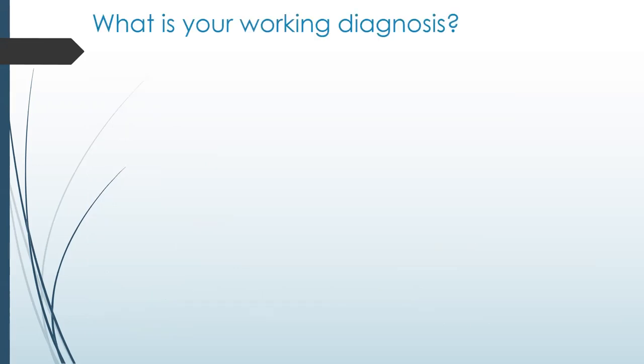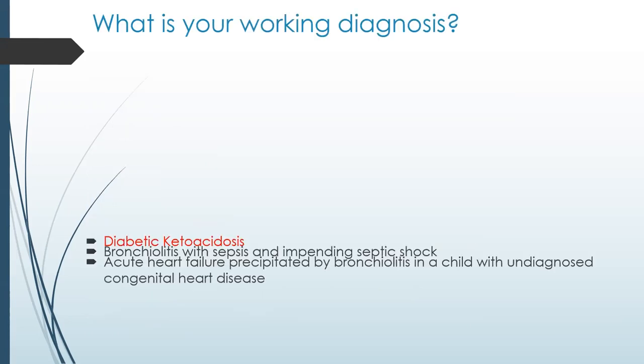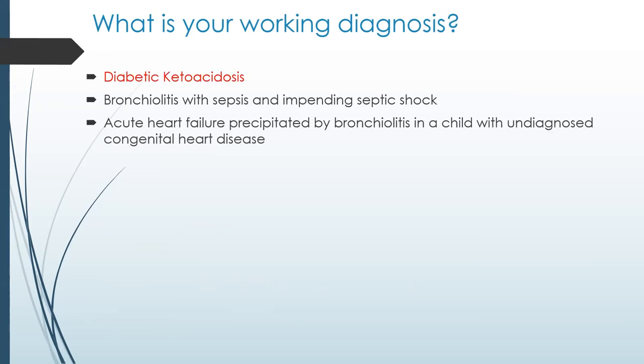What is the working diagnosis? They put some diabetic ketoacidosis, bronchiolitis with sepsis and impending septic shock, and acute heart failure precipitated by bronchiolitis in a child with undiagnosed congenital heart disease. What do you think about this differential diagnosis?